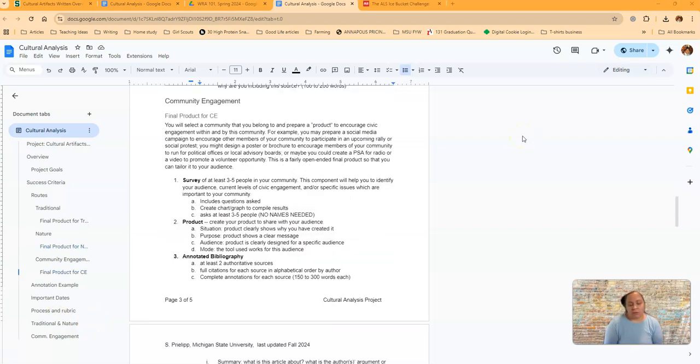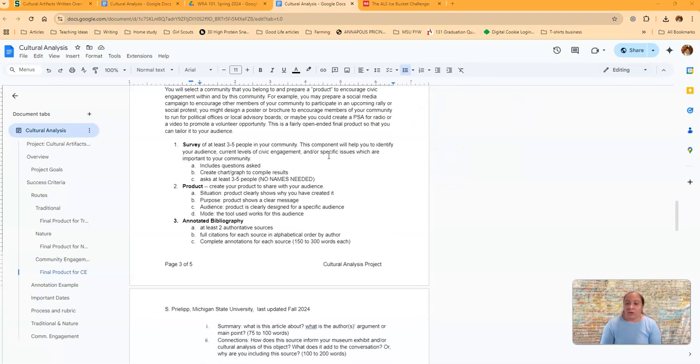And the last route, of course, is the community engagement. And this one is where we're really doing something that's quite different from that traditional or nature route. Here, I would encourage you, if you chose to do community engagement, to possibly consider working with that same community for this project, although certainly you can choose a different community if you need to, or if you're just jumping into this route, you may certainly choose that as well.